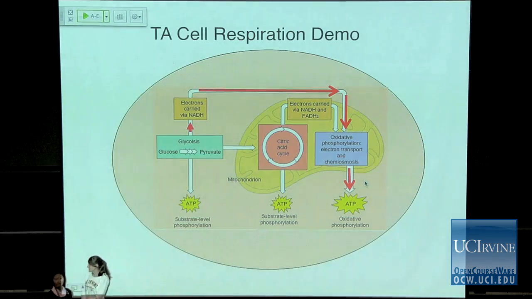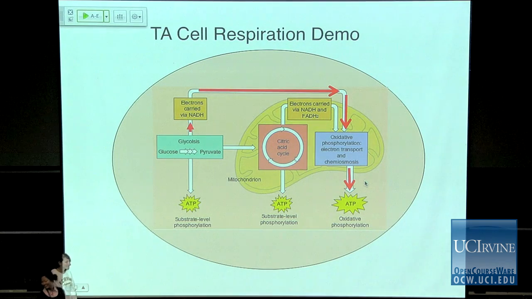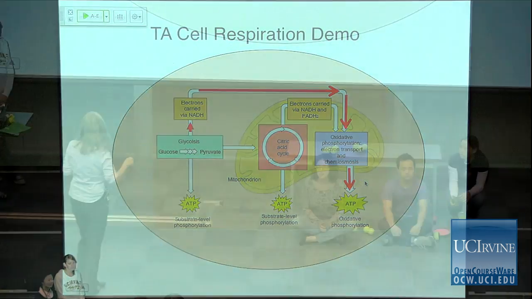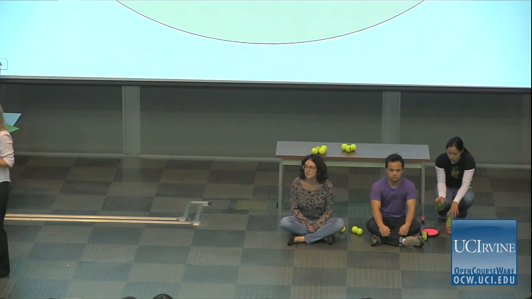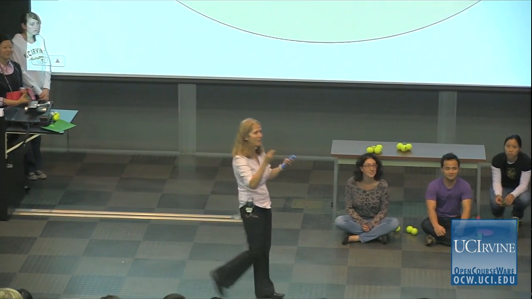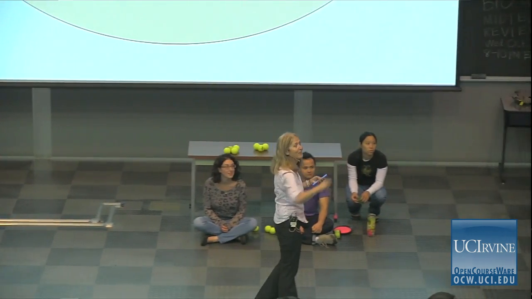What we're going to do now is a demonstration to help you visualize this process, and our TAs are going to help with this. We're going to follow the flow of electrons from glycolysis, forming NADH, all the way over to oxidative phosphorylation and chemiosmosis, and forming ATP. To do this, I need one student volunteer because we only have 5 TAs. Somebody who hasn't done it before? Yep, okay. So, volunteer right here.